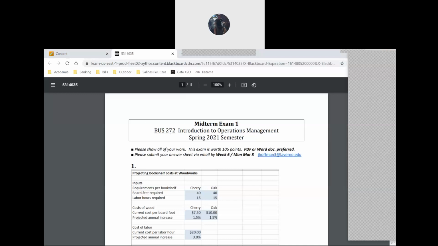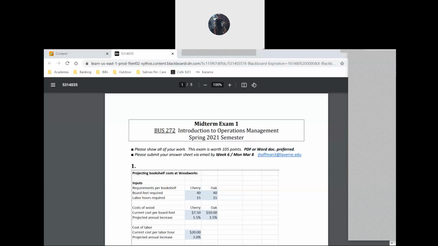Okay, so here's your take-home exam, which is due next Monday. So here's Midterm 1, BUS272, Spring 2021, and show all your work. It came out to 105 points, but it's the same points as a 100% assignment. And if you could put your answer sheet on a PDF or a Word document, that would be the preferred way for me to receive it and grade it. Okay, either one of those would be great.